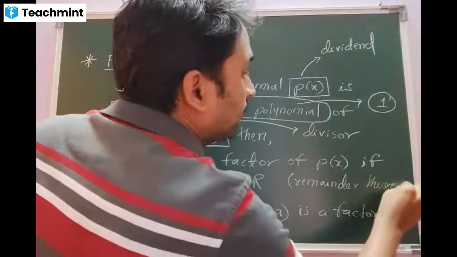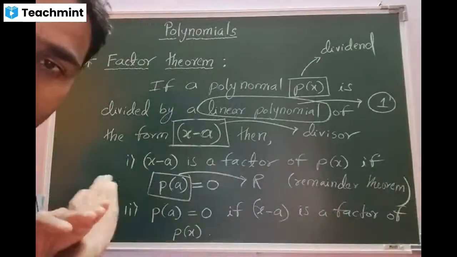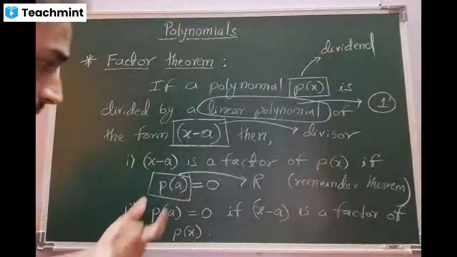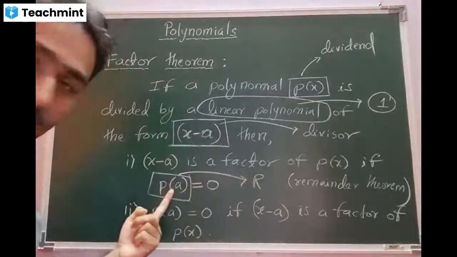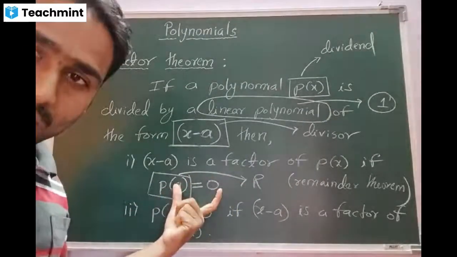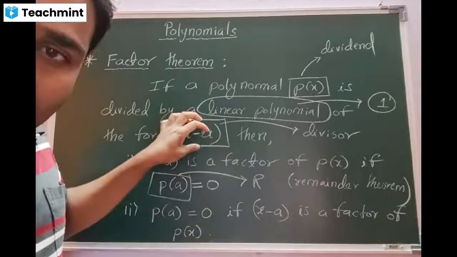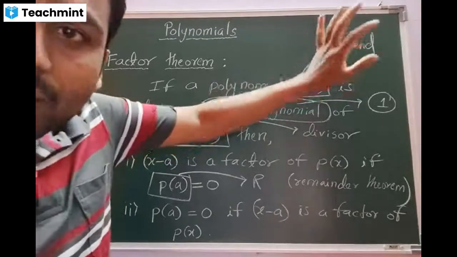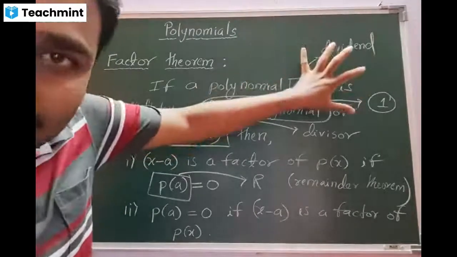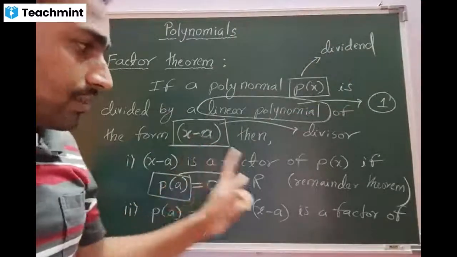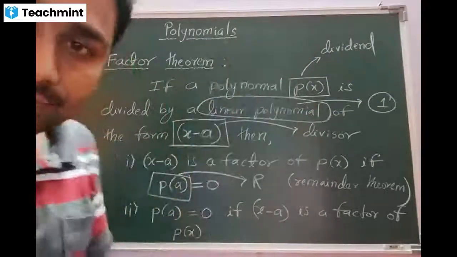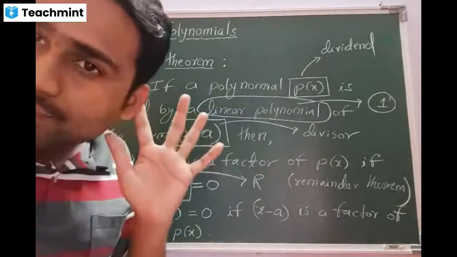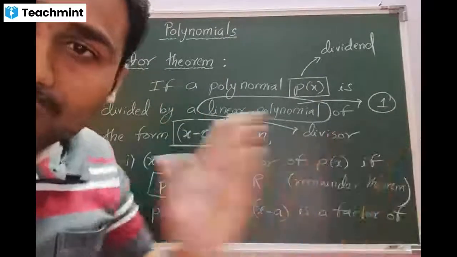Yes, sir. So now the concept is very clear. The concept is remainder, that is p of a. If remainder becomes 0, then we can say this divisor is going to divide the p of x dividend completely. When the division takes place completely, it will be referred to as a factor. Is that clear now? Yes, sir.